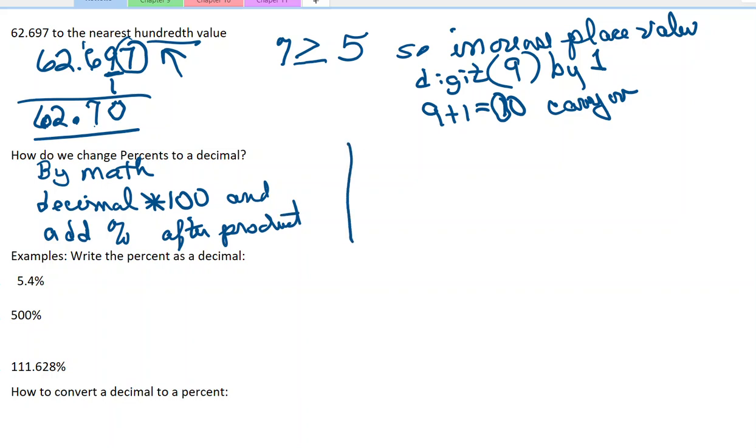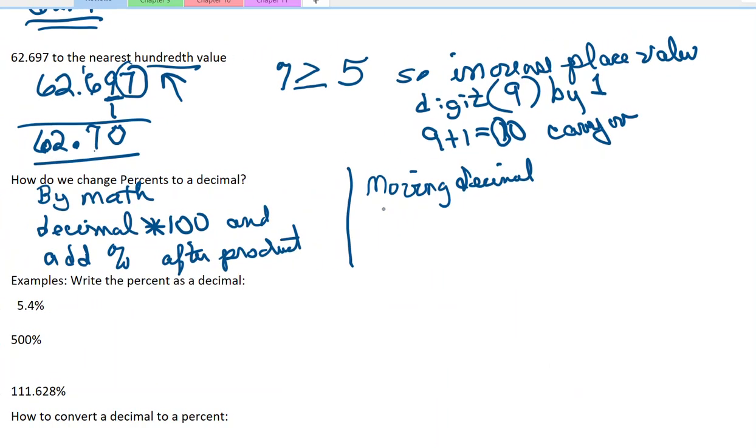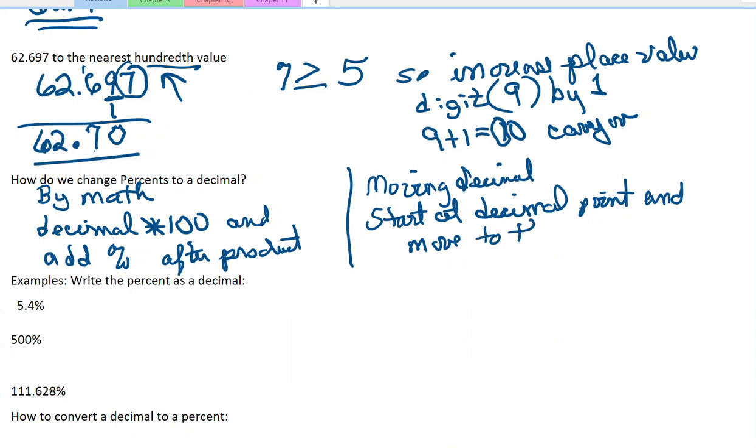The other way is with the decimal. Okay, this way you start at the decimal point and move to the right two places, then rewrite as a percent.